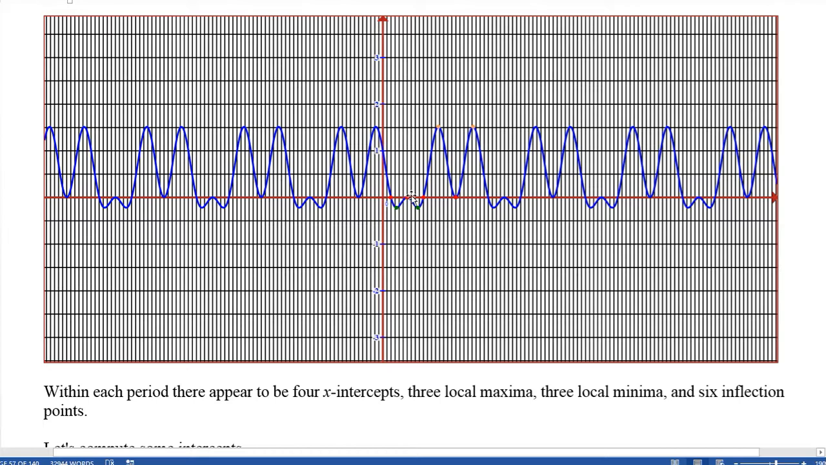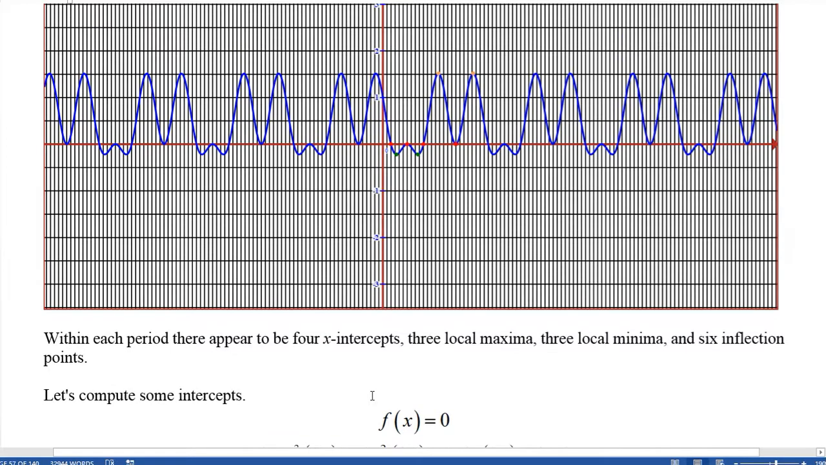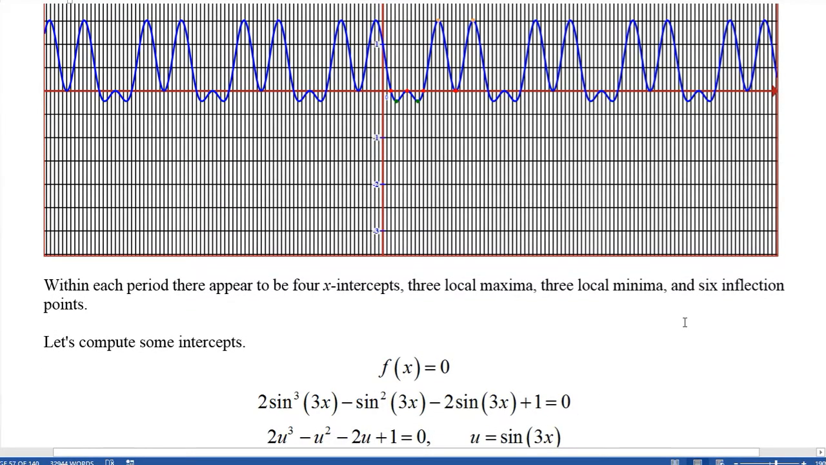To find the roots, the x-coordinates of those red dots, we need to set the function equal to 0. So that is 2 sine cubed of 3x minus sine squared of 3x minus 2 sine of 3x plus 1, equals 0. I'm going to let u be sine of 3x. I can rewrite that as 2u cubed minus u squared minus 2u plus 1 equals 0. It's not absolutely necessary that you do that, but it's a lot easier for me to see what's going on if I just deal with u's, and then I'll switch back to x's, or maybe thetas first and then the x's. So there's my polynomial function.